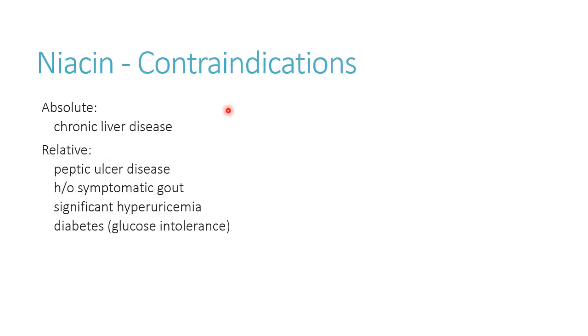All right, so again, do not mix this with chronic liver disease, because you can just end up worsening that. And then be careful with patients with things like peptic ulcer disease from the GI effects we were talking about. If they have a history of gout, hyperuricemia, diabetes, these are patients you want to be more careful in using these in. Now, does that mean that no diabetics could ever receive this drug?